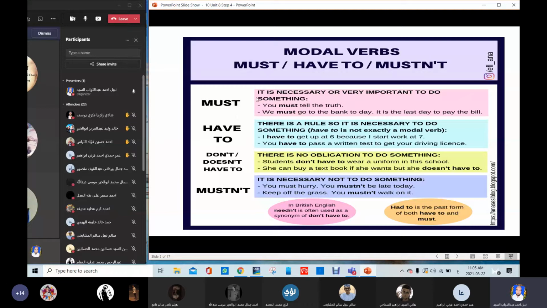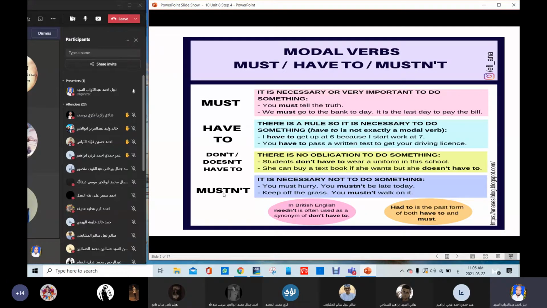When do you use must? It is necessary or very important to do something. You must tell the truth. You must pray in the mosque. We must go to the bank today. Today is the last day to pay the bill. So something which is necessary or very important to do, we must do it.